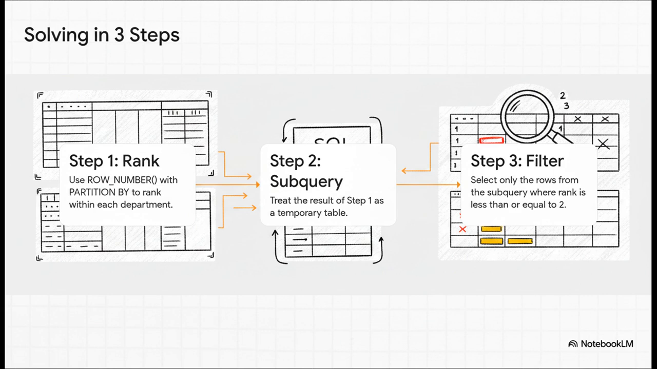Step 2, and this is the trick, you have to treat that entire result as a temporary table, usually with something called a subquery or a CTE. Then, for step 3, you just write a simple SELECT statement on the outside that filters for where your new rank is less than or equal to 2. That's it. Clean, powerful, and it works every time.